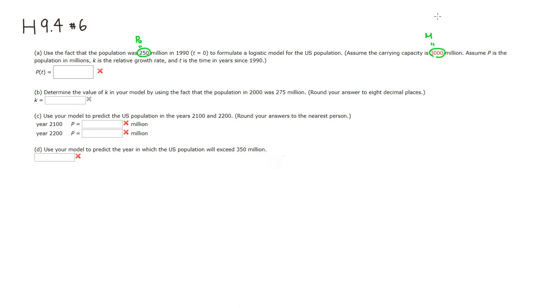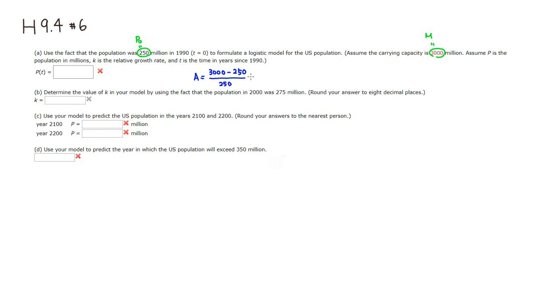Assume P is a population in millions, k is a relative growth rate, t is the time in years since 1990. All right, so first we have to find the A value. So A is equal to carrying capacity, 3,000, minus 250, over 250. So that's the initial population, right?